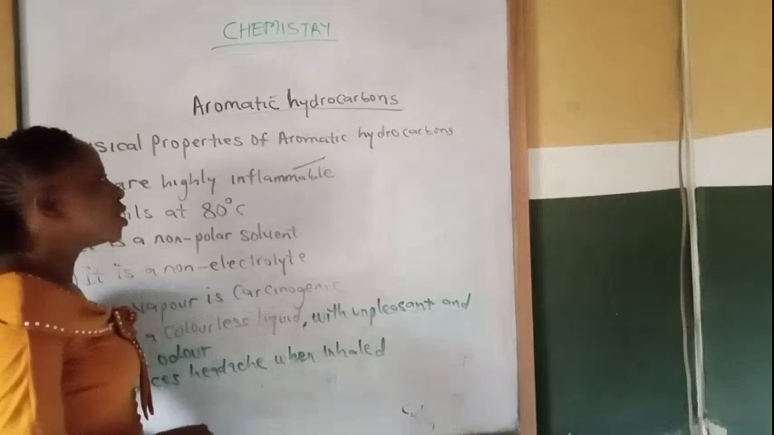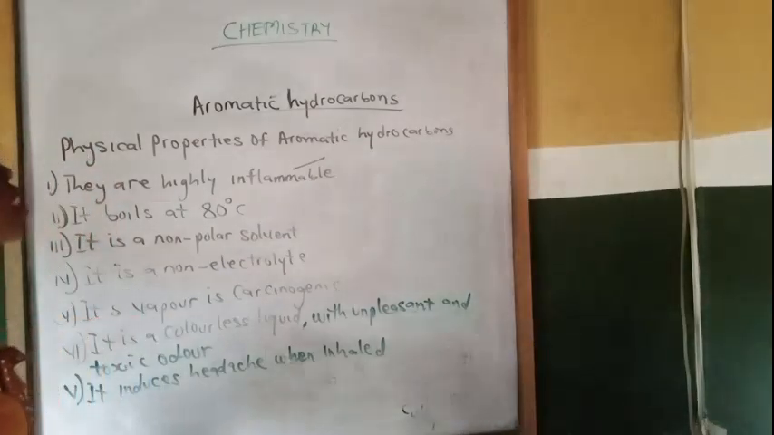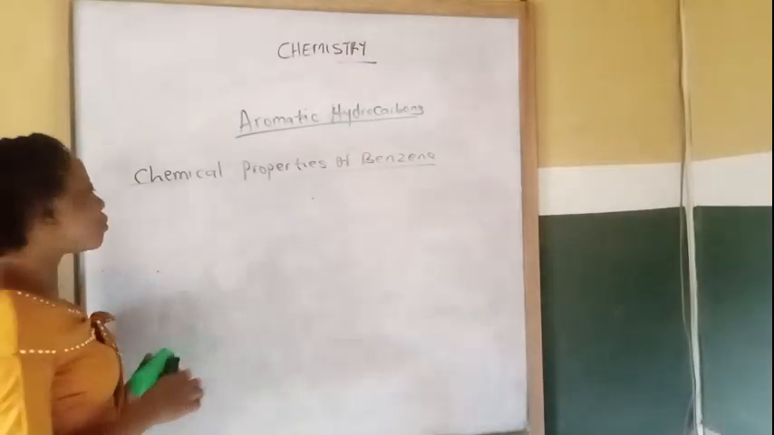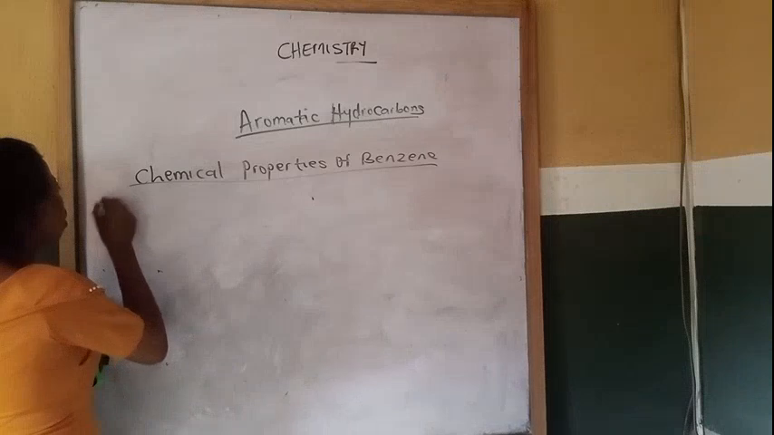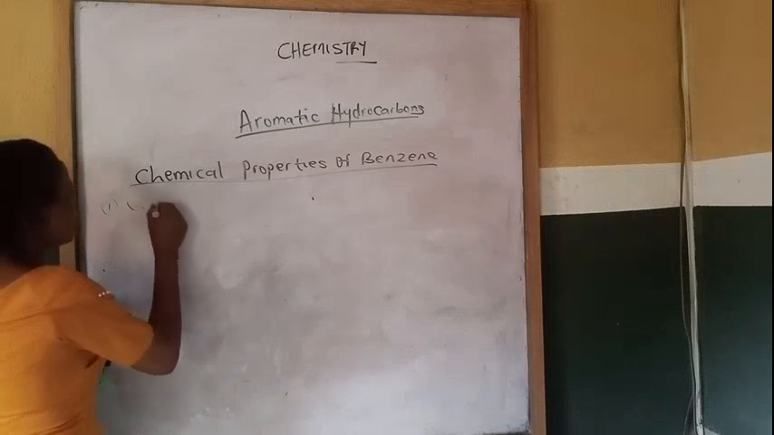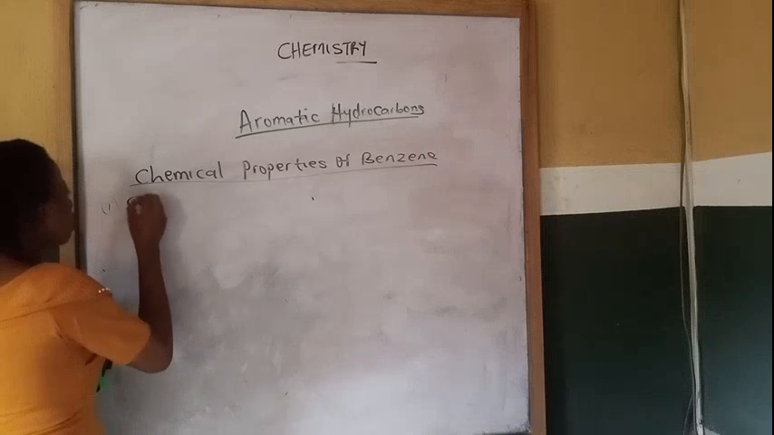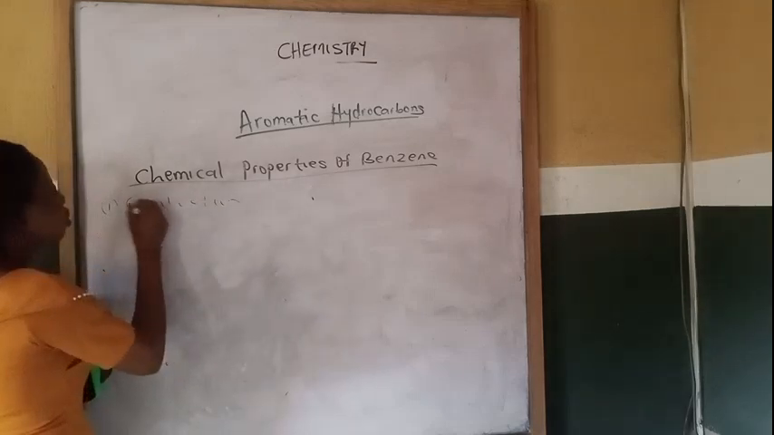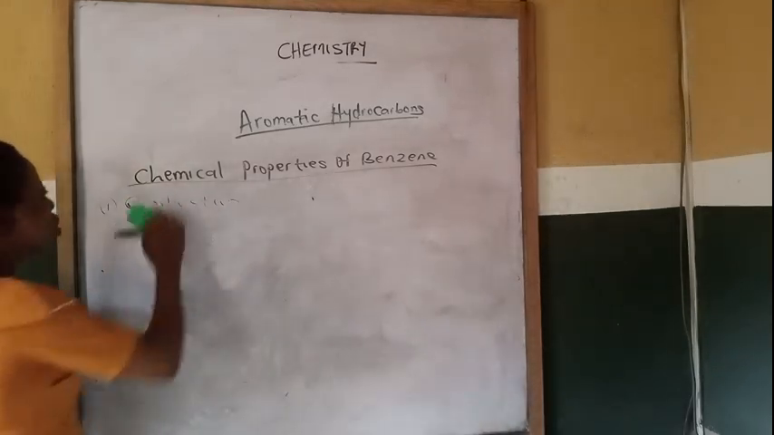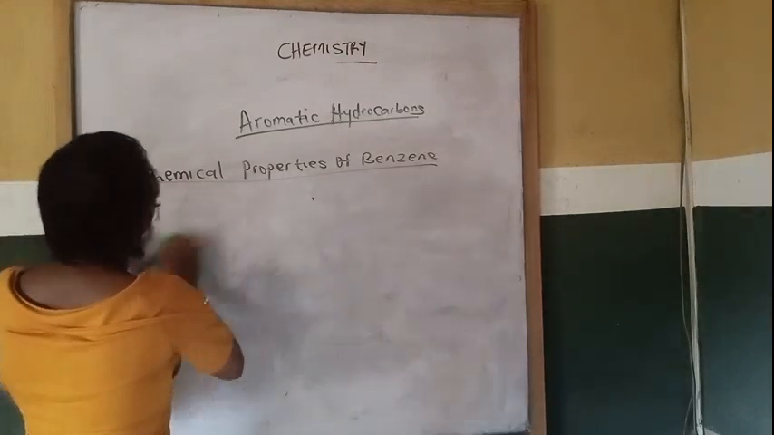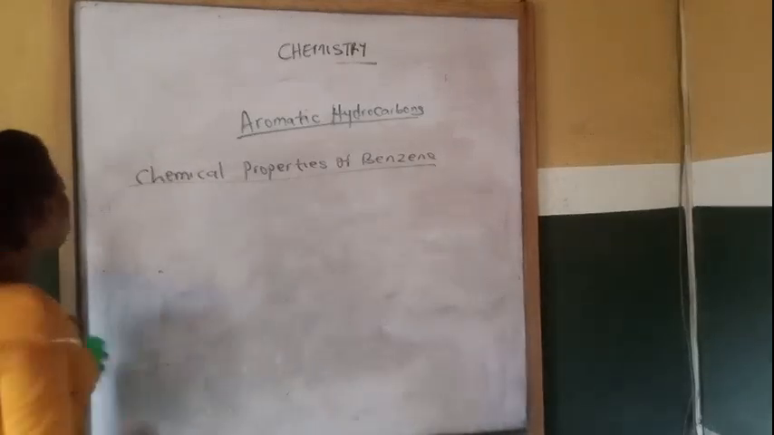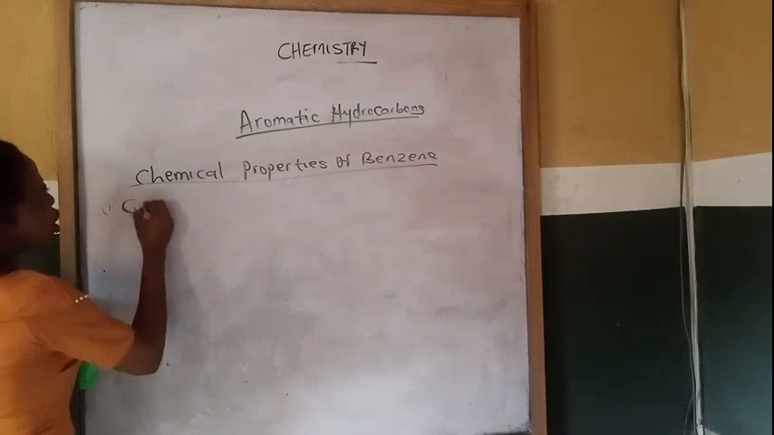So let's move to the chemical properties of aromatic hydrocarbons. Let's talk about the chemical properties of benzene. The first one is combustion reaction. What is the word combustion? Combustion means burning of substance in air or oxygen.